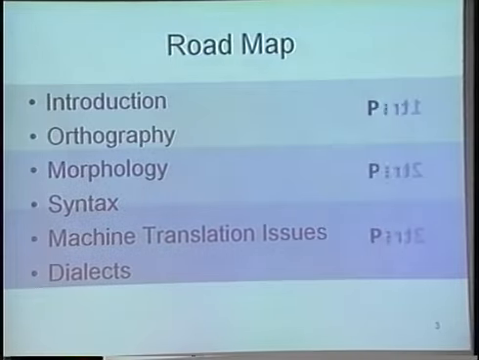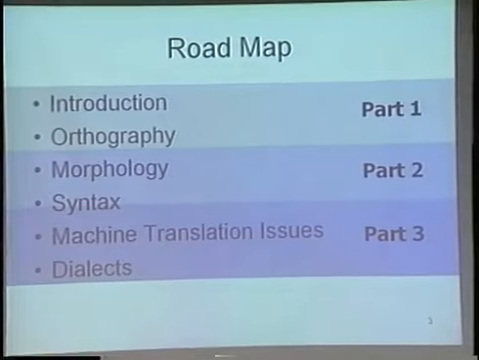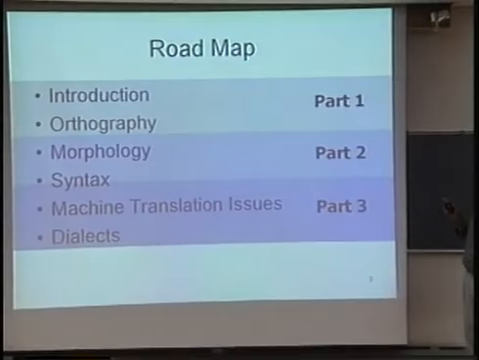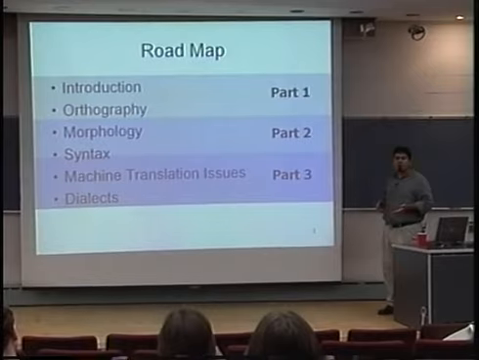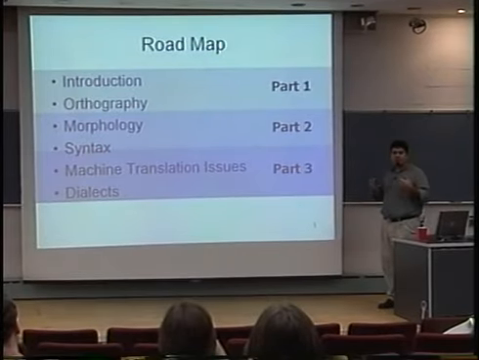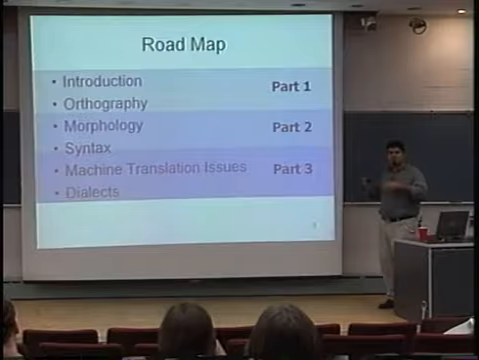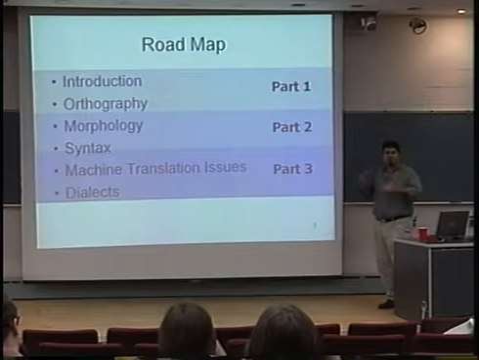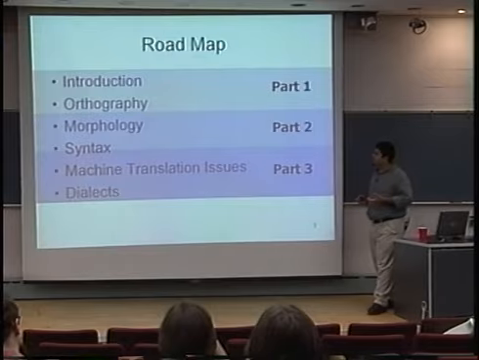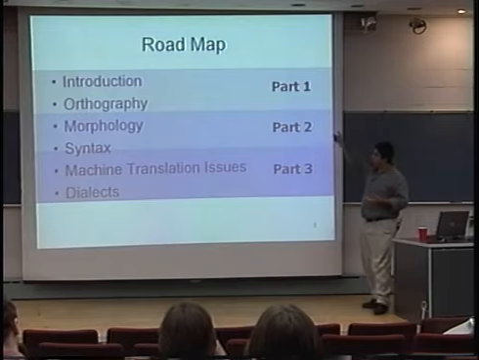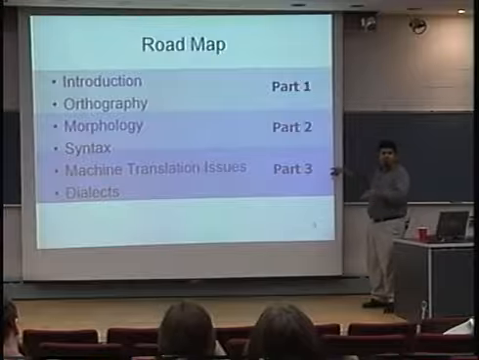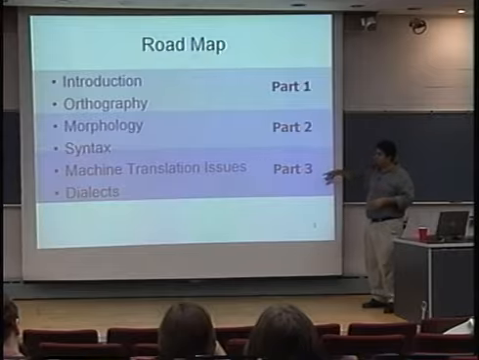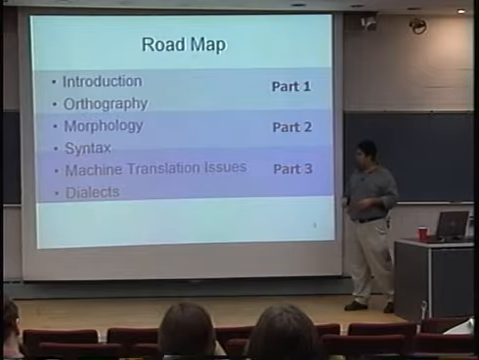Basically there are three parts. Today we'll be doing part one, where we talk about the orthography. This has to do with the basics of the Arabic script, and it's actually quite tied with everything else. All of these pieces are quite involved in each other. We'll start with the orthography, then in the second part I'll do the morphology and start with the syntax, and then the third lecture will finish up with syntax, and talk about machine translation issues and dialects.